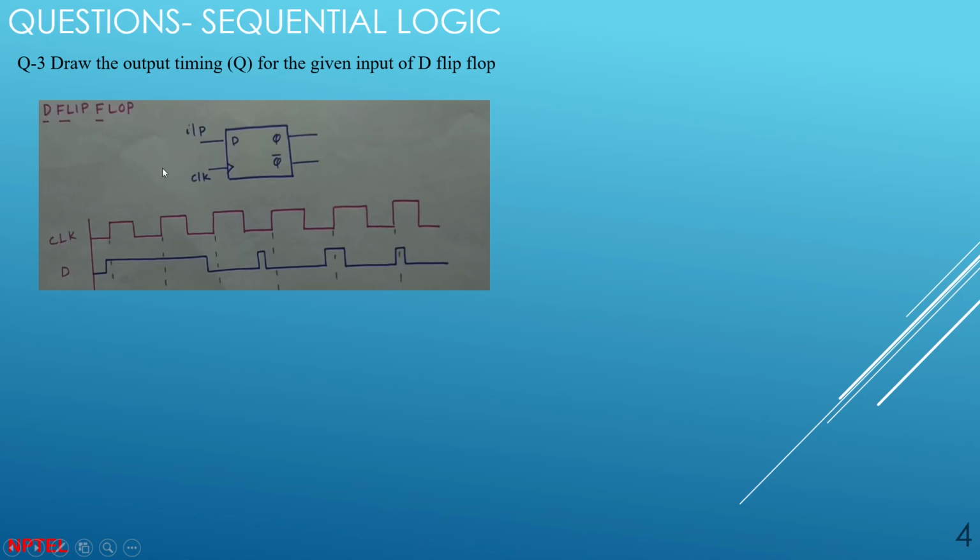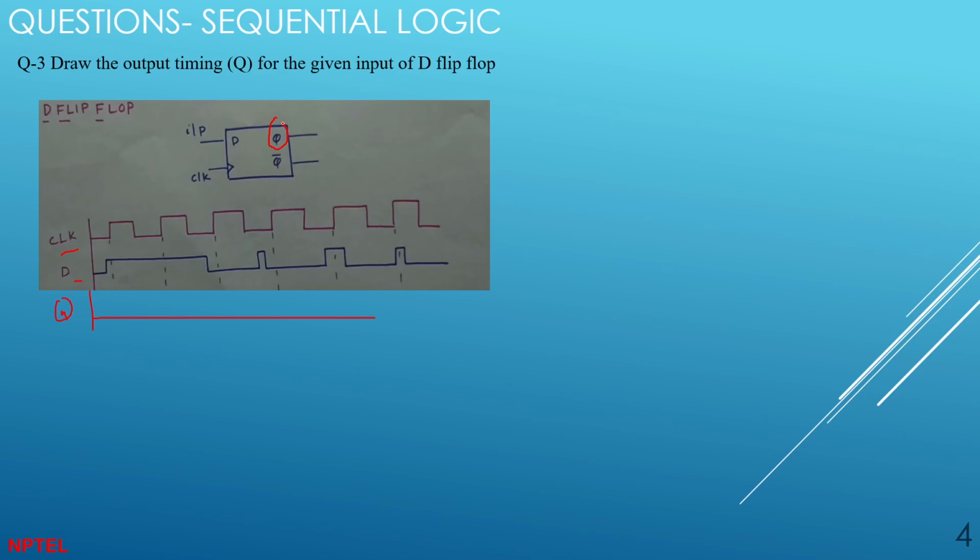This data is the input. The input is our data line. What they want us to do is draw this timing diagram. A timing diagram means you need to draw something like that, but for Q. So the input is given and the clock is given, and they want this Q.